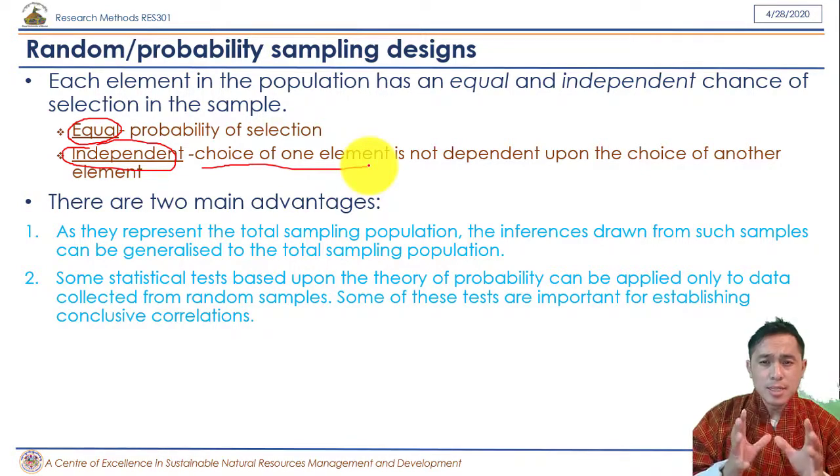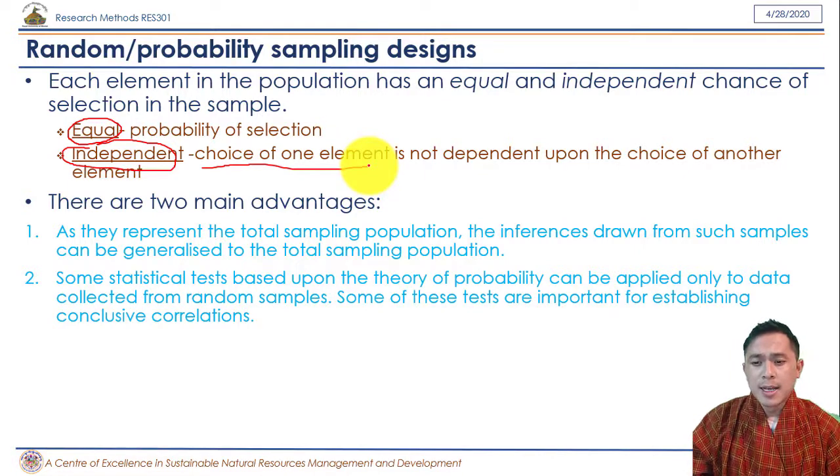It has to have equal chances, and secondly, the choice of respondents, or the choice of the element or the unit, or an animal or crop or tree, anything else, should not decide the next choice, nor should it have been decided by the earlier choice. So it should be totally independent.